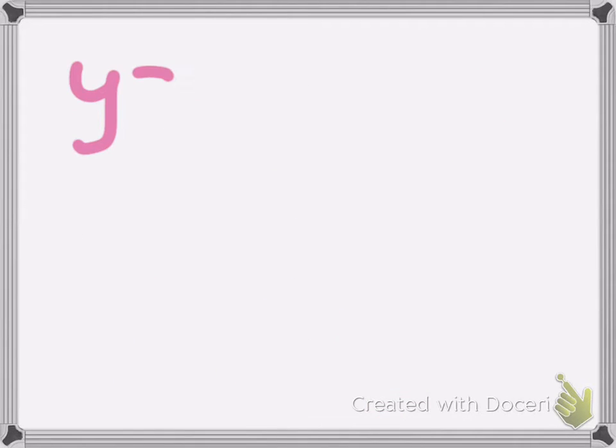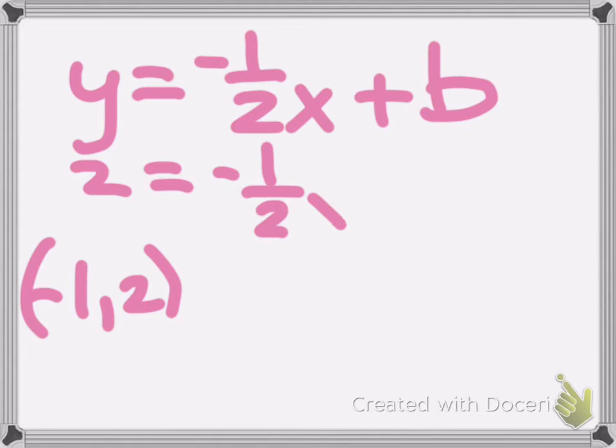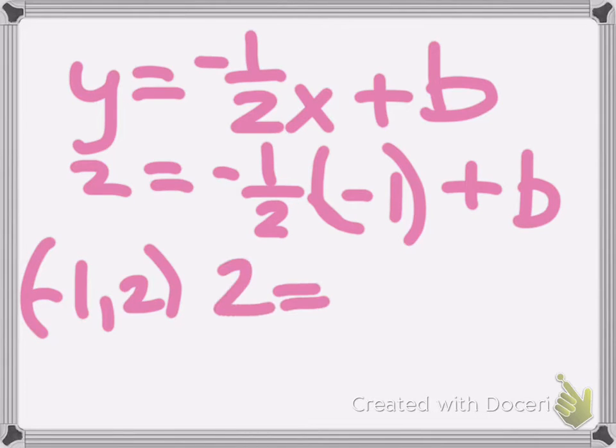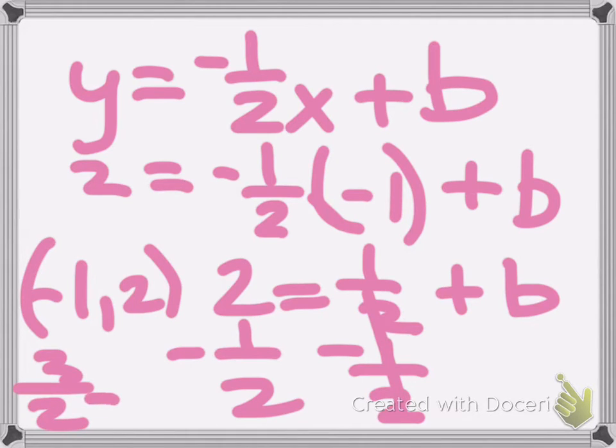So my point is -1, 2. My slope was -1/2. So I'm rewriting it with my slope staying the same, since I want it to be a parallel equation, and I'm plugging in my point, the y for y and the x for x, to solve for b. So I need to get b by itself. That means I subtract the 1/2, so I get 3/2, or 1 1/2 for b. So if I put it all together, I have y equals -1/2 x plus 3/2.